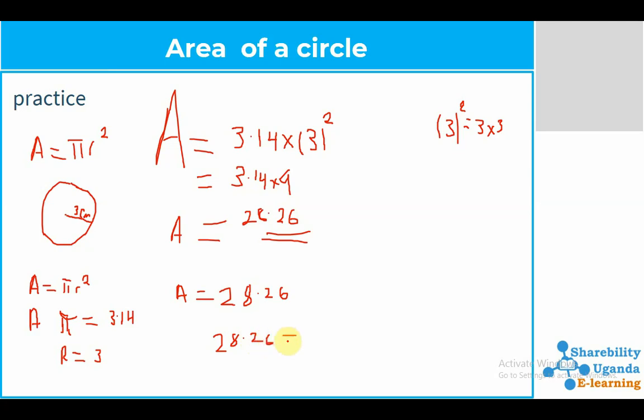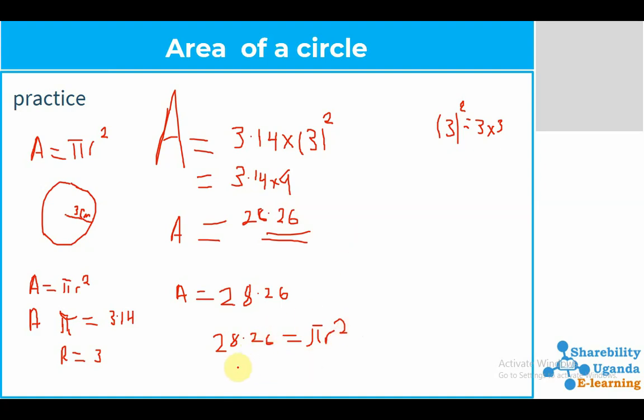shall be equal to our formula, which is pi r squared. Remember here we want the radius. Okay, we want the radius. How shall we do this?